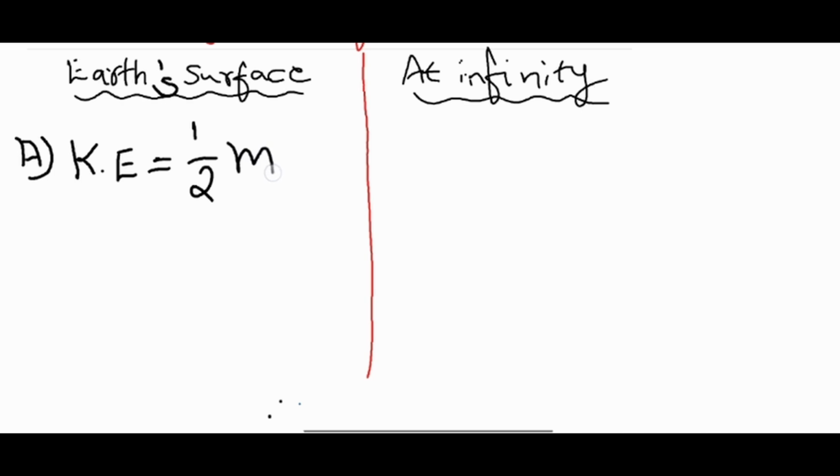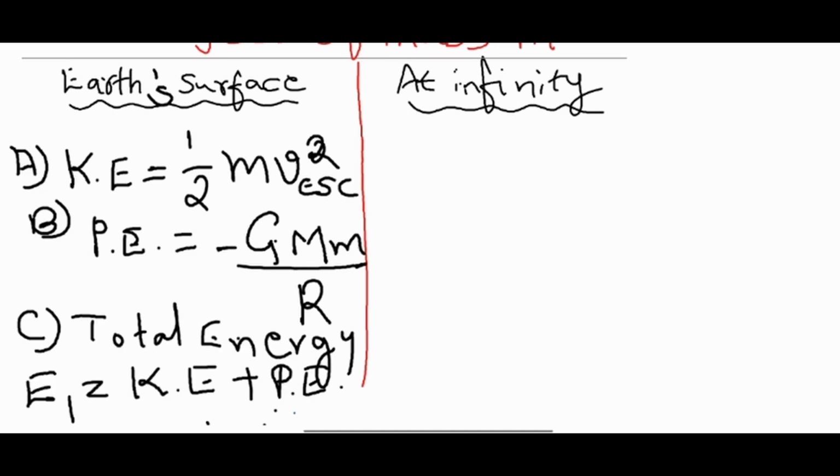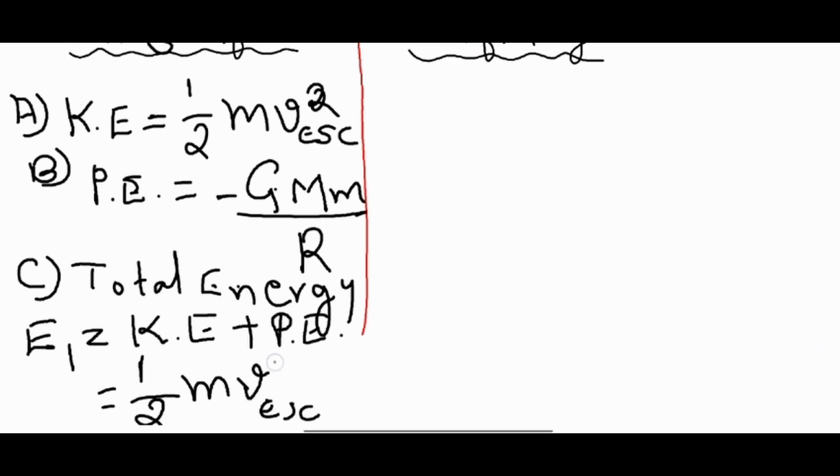When this rocket is launching, its kinetic energy is 1 upon 2, half m escape velocity square. Here the potential energy is minus GMm upon R. That means h is not there because the object is on the surface of the earth. Total energy E1 is equal to potential energy plus kinetic energy, that is equal to half m escape velocity square minus GMm upon R.